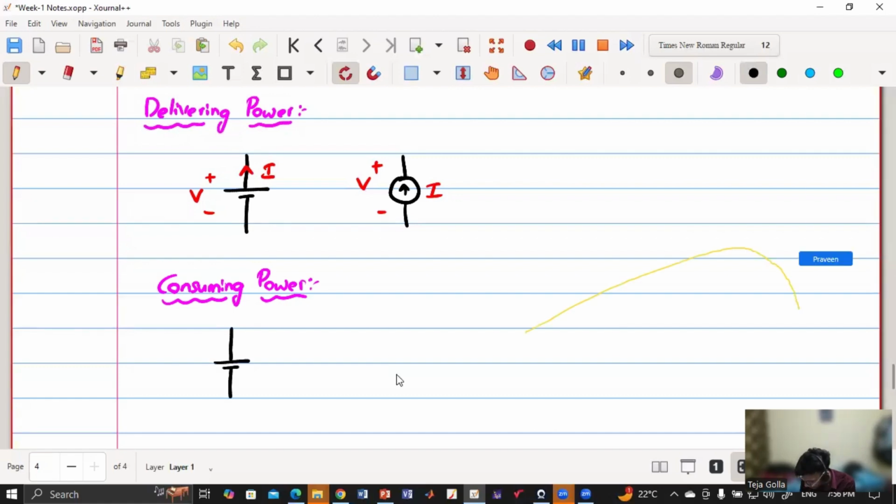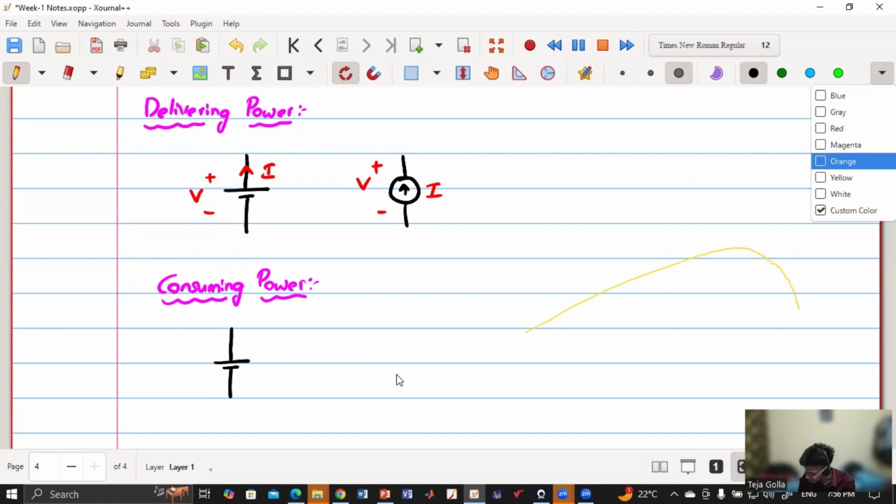Praveen, can you please erase? I am not sure how to disable that. Please kindly erase it.